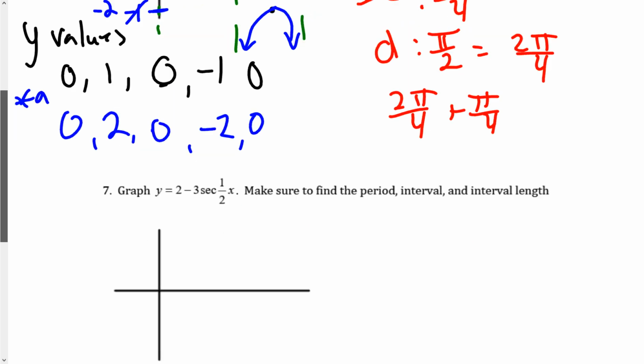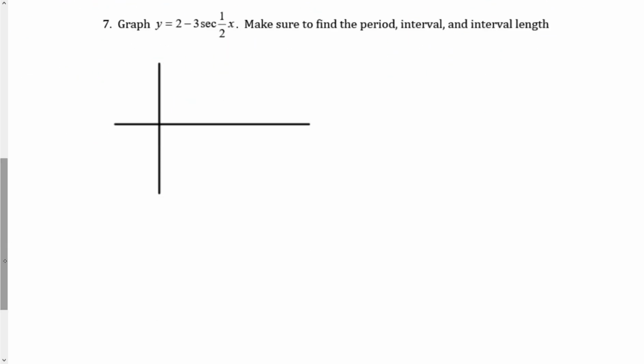Let's go ahead and work on this one now. So secant, that means I'm graphing really cosine. So here, your a is, well, let's put a up here. A is not 2. It's what's being multiplied by secant, which is negative 3. And then your b is what's being multiplied by x, which is 1/2. Here our c is what's being added to or subtracted from it. So here it is 2. Even though the 2 is not on the right side, it's still positive 2.